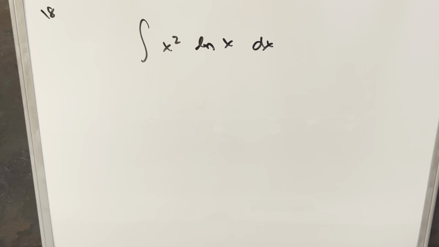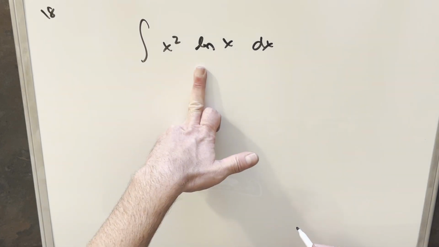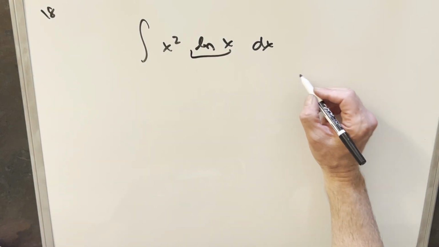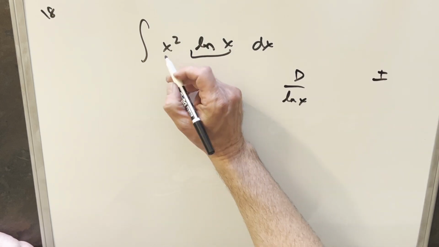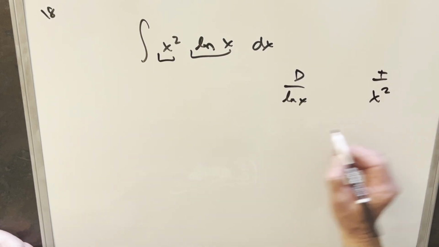I think we had a lot of natural logs in this one, and pretty much every time we had to do integration by parts. So let's do integration by parts again on this. DI method, I want to differentiate this. So we're going to differentiate natural log x and integrate this thing, so we're integrating x squared.